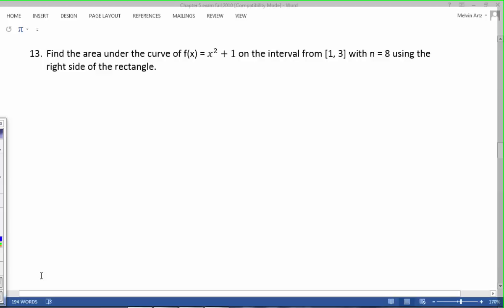Okay, number 13, find the area under the curve of x squared plus 1 on the interval from 1 to 3 with n equals 8. So that means we're going to break this up into 8 subintervals, or 8 rectangles. So the idea is, here we have our function. Let's say this is x squared plus 1. And let me give myself a little bit more room.